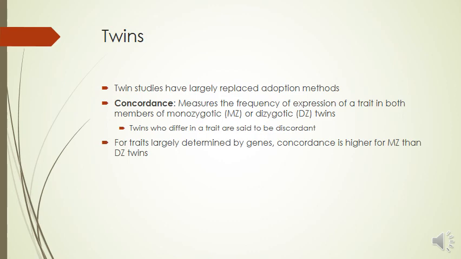Studies that use twins to separate the genetic from the environmental contribution to a phenotype provide more meaningful information than studies of adopted individuals. The term concordance measures the frequency of expression of a trait in both members of monozygotic or dizygotic twins, and twins who differ in a trait are said to be discordant. For traits largely determined by genes, concordance is higher for monozygotic than for dizygotic twins. Remember, the monozygotic twins came from the same egg. The dizygotic came from two different eggs.